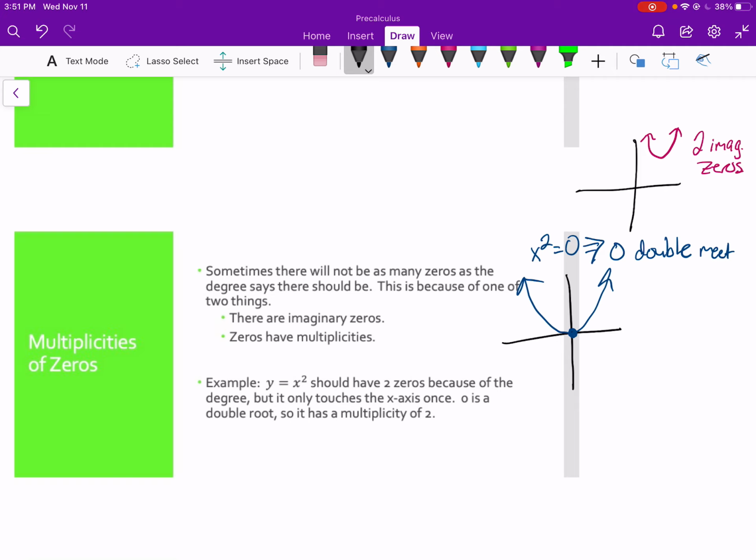Anything that bounces off has an even multiplicity. And then if we look at the graph of the cubic function, it goes like this. This is x cubed. Same thing, we only have one zero, but we should have three. It looks like it slows down and then picks back up again after it crosses. That's called a triple root. It could also be a 5th root or 7th root, as long as it's odd. So even ones look like they bounce off. Odd ones look like they come close, slow down, and then pick back up again.